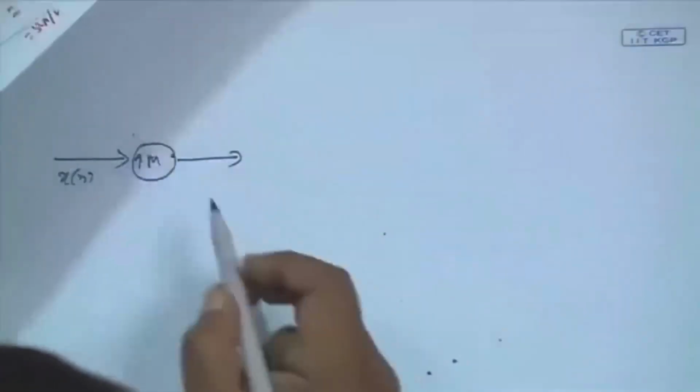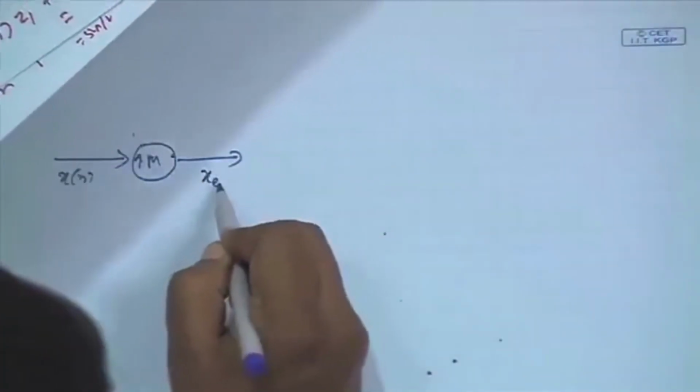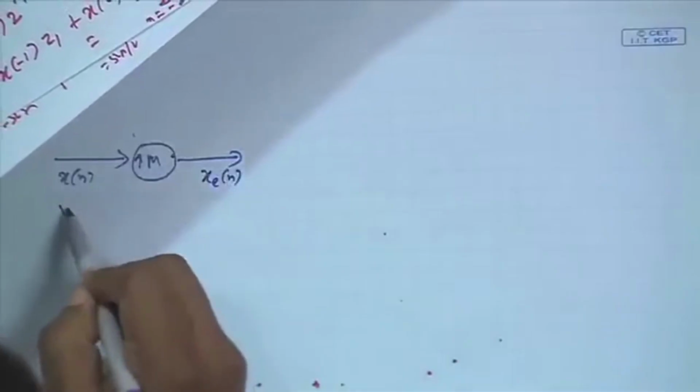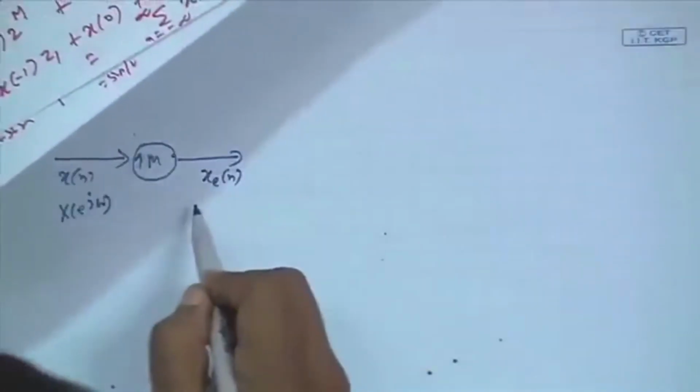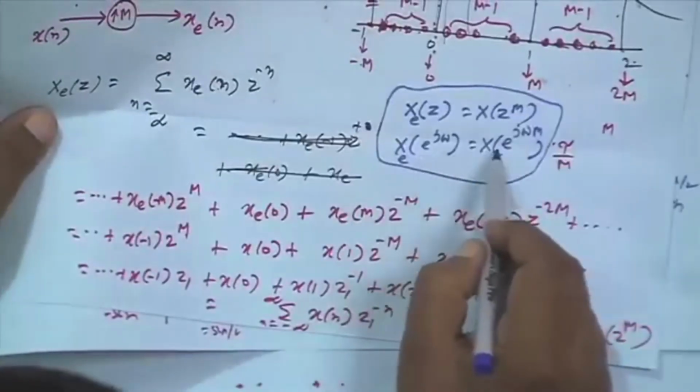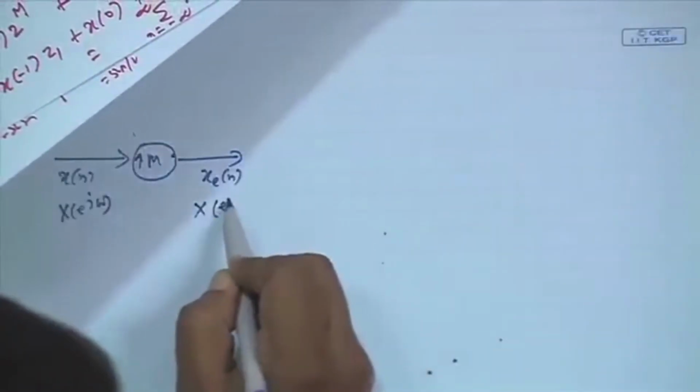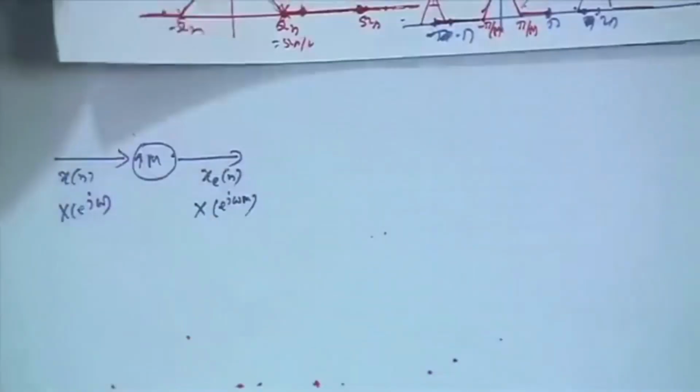So, by this formula, if I have X_e[n], and if this is X_e(e^{jω}), this will be X(e^{jωM}). Because the DTFT of this is X(e^{jω}). That is what we derived here. That is the only thing I borrow from there.